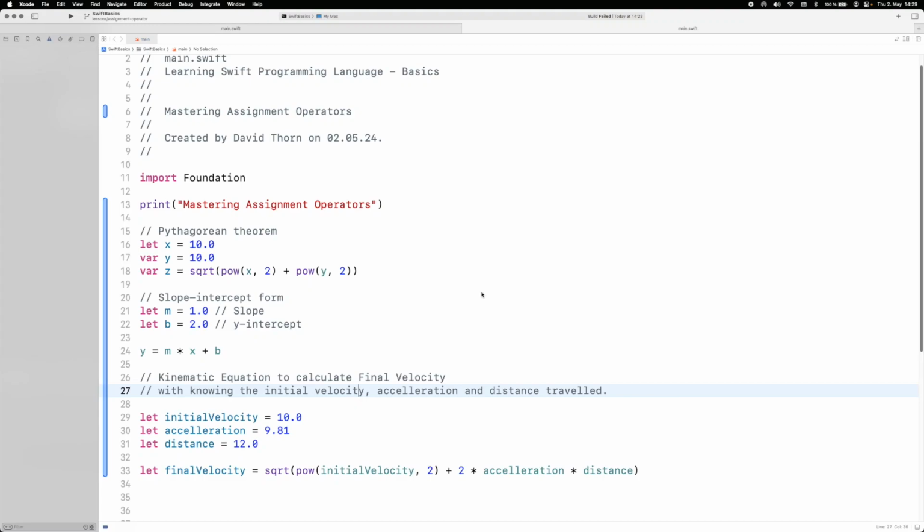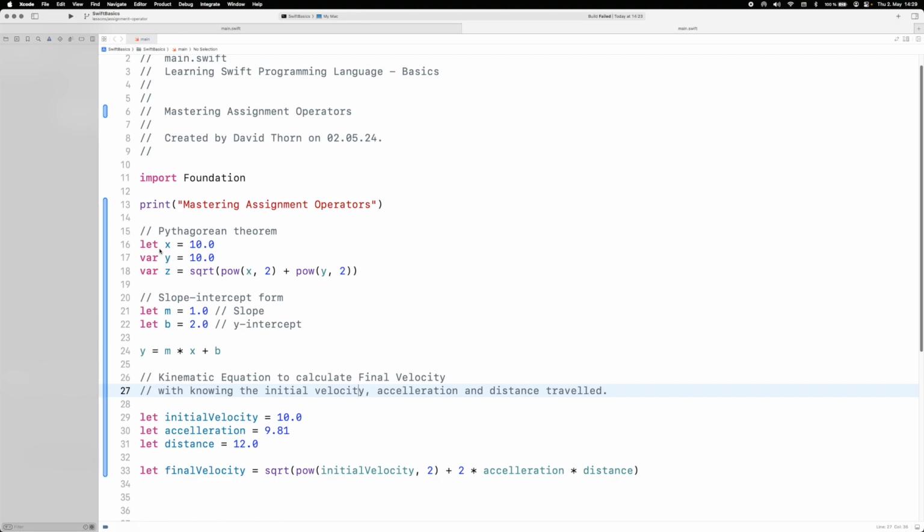So it may look like this is a maths lesson, but it's actually not. It's all about how to master using assignment operators. Now, I'm assuming you've all done elementary mathematics and a little bit of physics as well, so this shouldn't be too difficult for you to understand.